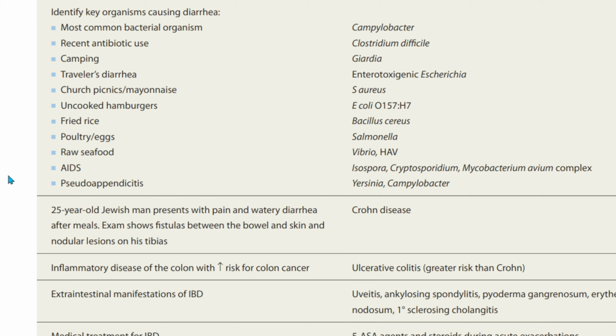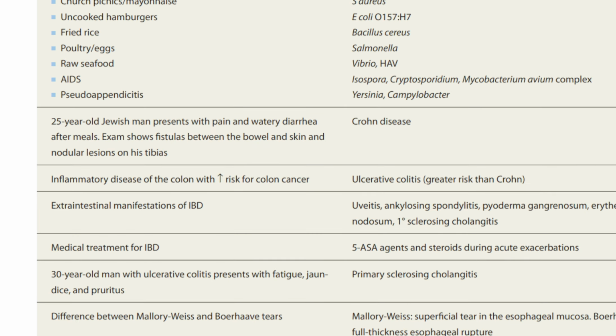Patients with AIDS: Isospora, Cryptosporidium, Mycobacterium avium complex. Pseudoappendicitis: Yersinia and Campylobacter. Remember, AIDS patients: Isospora, Cryptosporidium, Mycobacterium avium complex. Raw seafood, Vibrio. Poultry and eggs, Salmonella. Fried rice, Bacillus cereus.